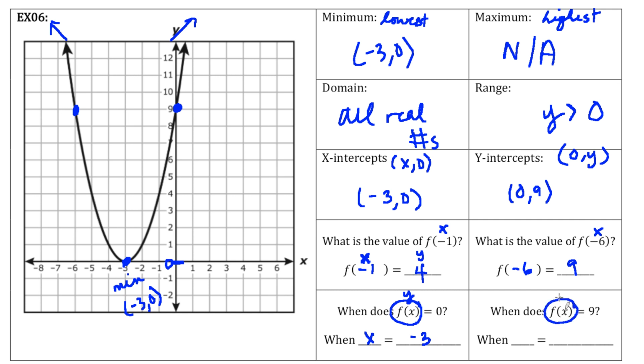When does y, f of x is y, equal 9? Okay, so y is 9 right here. Actually, it's right here and right here. So when x equals 0 and, I want to write that bracket a little better. So when does y equal 9? When x is -6 and 0. Cool.